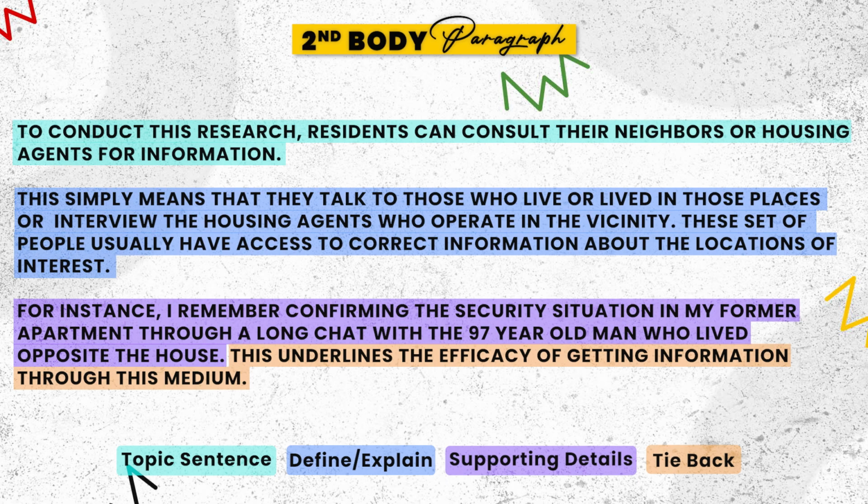And that paragraph also follows the same model as the first body paragraph, where we first of all gave the point in the topic sentence. After that, we explained the point that was given in the topic sentence. Following that, we gave supporting details or examples to back up what we've said, and then we wrapped it all up with a tie back.